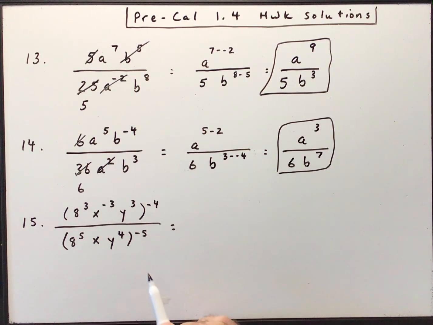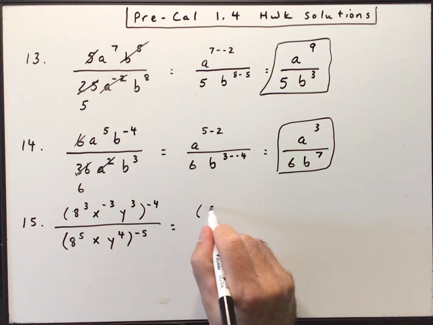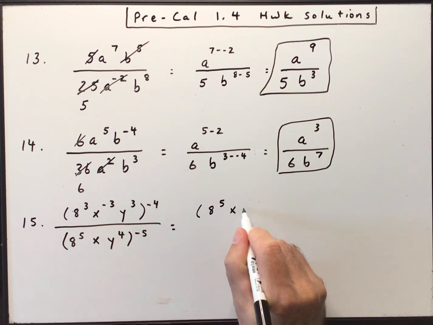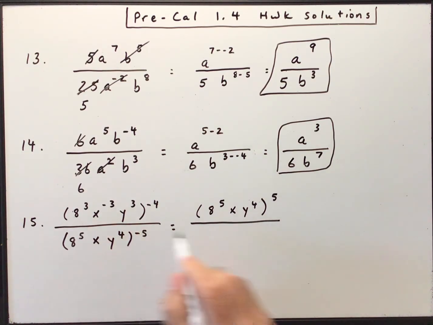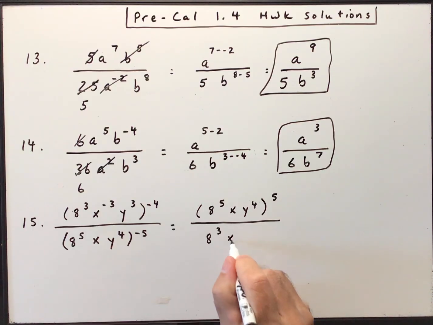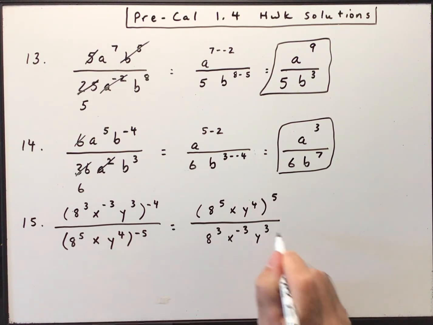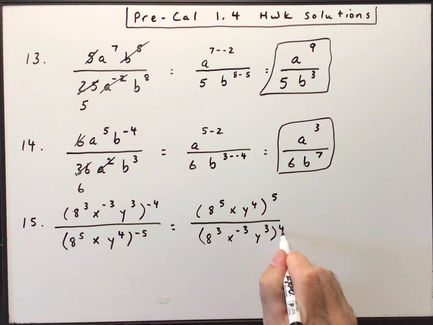Now, this is what I would do. I would move this entire quantity up top and change the negative 5 to a positive 5. And then I would move this entire quantity down to the bottom, rewrite it, change the negative 4 to a positive 4. But you can't change any of the signs inside, since it's a quantity raised to a power. All these signs inside the parentheses stay the same. So we'd have 8 to the 5th, xy to the 4th, to the positive 5 on top, and then 8 cubed, x to the negative 3, y cubed, to the positive 4 on bottom.